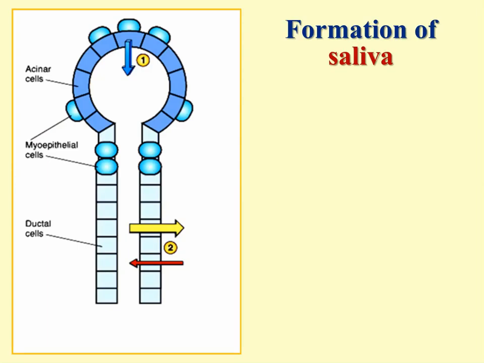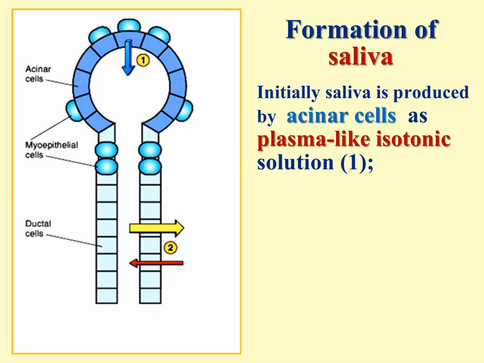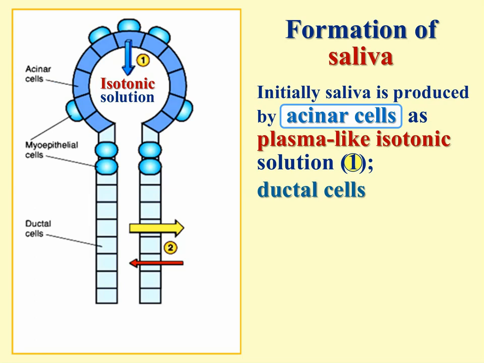First, how the saliva is formed. Actually, the formation of saliva goes along the same stages as formation of any other juice, because first, acinar cells produce the filtration of blood plasma into the lumen. And at first it occurs as a plasma-like isotonic solution. And at first, the concentration of ions is similar to plasma. The isotonic solution then moves through ducts, and ductal cells provide modification of composition.